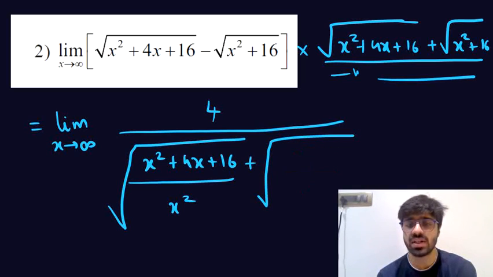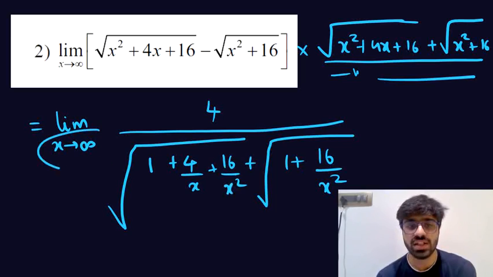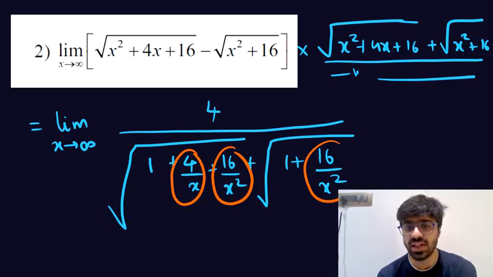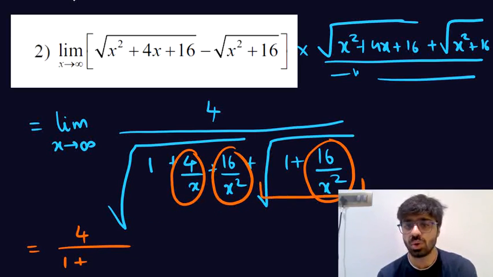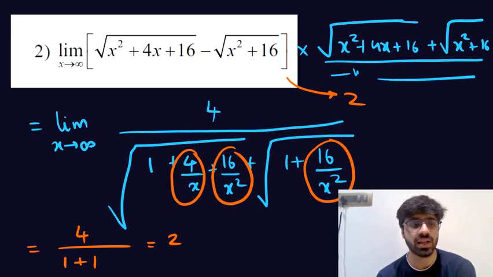Now x square plus 16 upon x square will be 1 plus 16 upon x square. This will be 1 plus 4 upon x plus 16 upon x square. And because x tends to infinity, wherever you have x in the denominator, this and this as well as this term becomes equal to 0. So in the denominator we have 4 upon root 1 plus 0 which is 1 plus root over 1 plus 0 which is again equal to root 1 which is 1. So the final answer is 4 upon 2 which is equal to 2. That's the value of the second question.